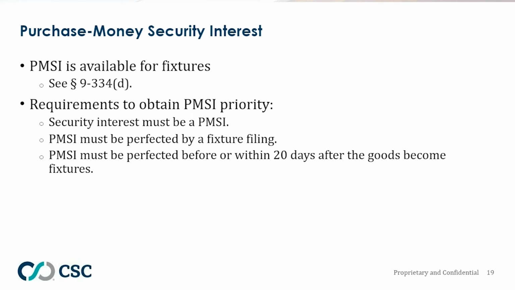A purchase money security interest in fixtures and other types of goods has to be perfected within 20 days after the debtor receives possession of the goods. Here, the debtor could receive possession and they might sit for quite a while before they become fixtures. So it's a little less clear, and I think it's always a good idea to perfect the purchase money security interest in fixtures at the earliest possible time, even before the fixtures are delivered, if at all possible.